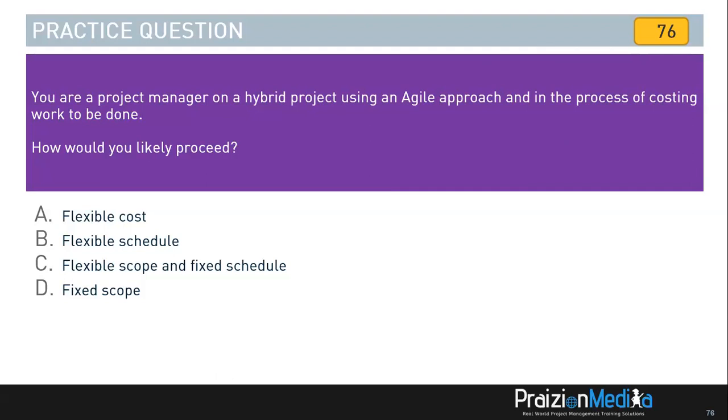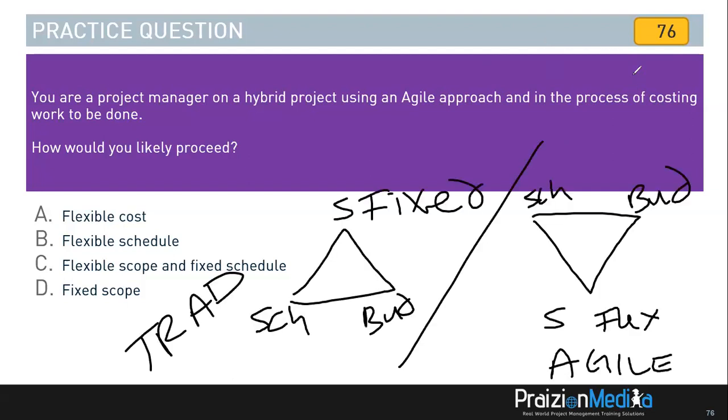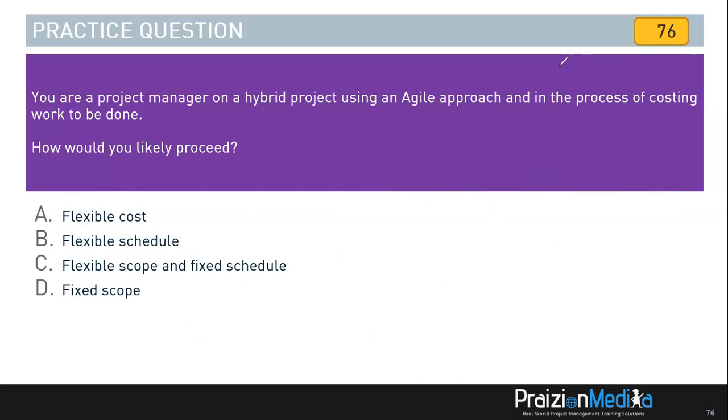Again, based on what I just showed you, we understand that in the world of agile, schedule and budget are fixed. So it can't be A that says flexible cost. It can't be D that says fixed scope. And it can't be B that says flexible schedule because we know the schedule is fixed. So the best answer here, my friends, is none other than option C. This is agile where there's flexible scope and fixed schedule and fixed cost. Let's move on to the next one.